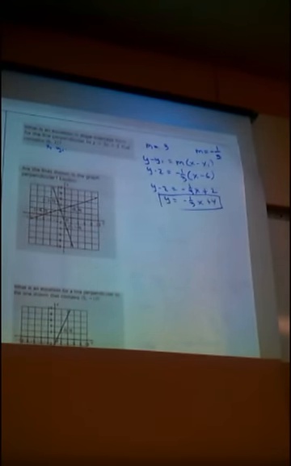Okay, are the lines in the graph perpendicular? How would we figure that out? What do we need to know if lines are perpendicular? We need to know their slopes. So we're going to find the slope of each line.